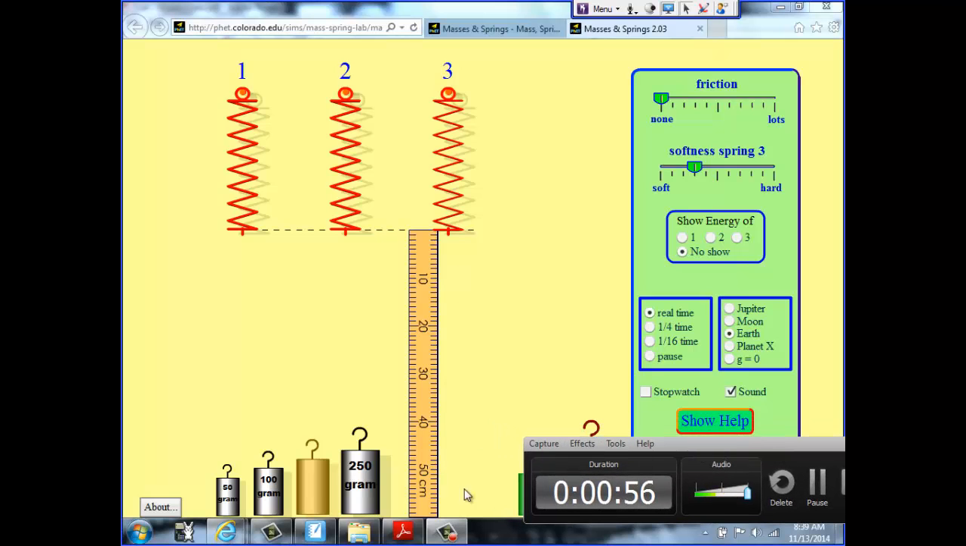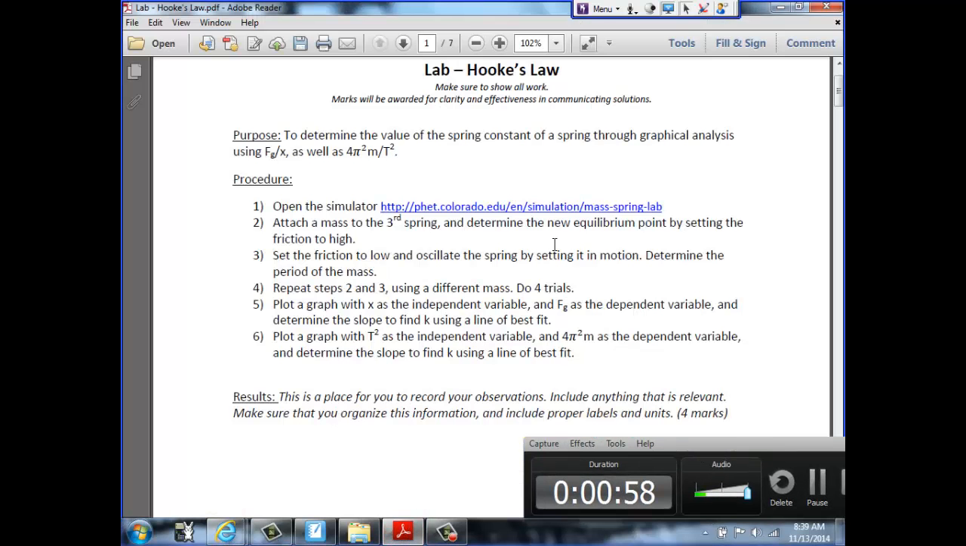My goal is for you to sketch two different graphs. One of your graphs is going to plot FG over X, and the slope of that graph should be the spring constant. Another graph we're going to plot is going to be pi squared mass over period squared, and the slope of that graph should also be the spring constant.